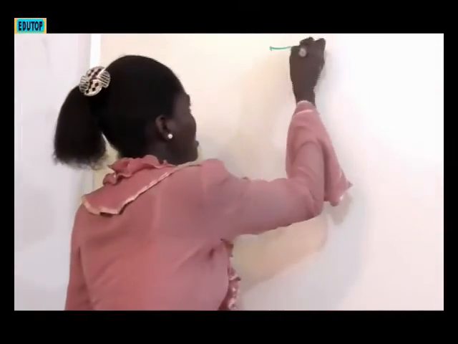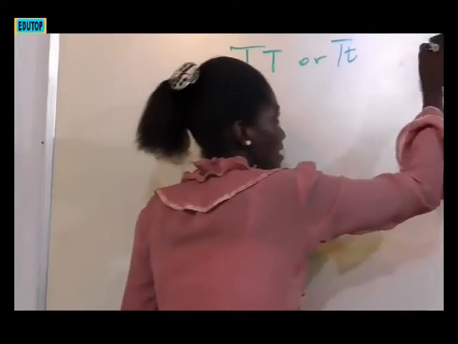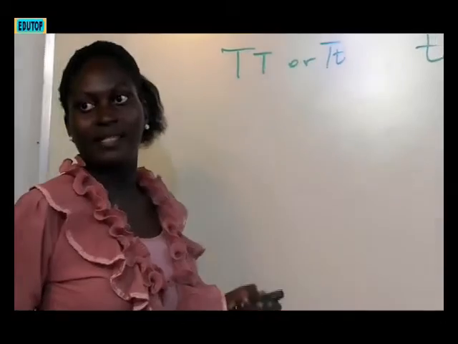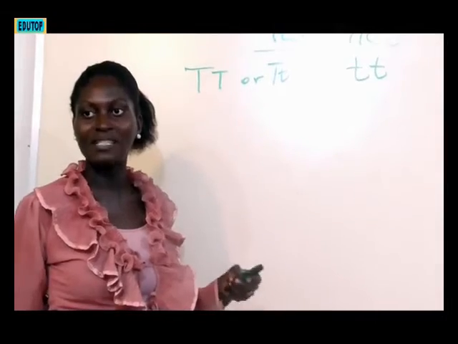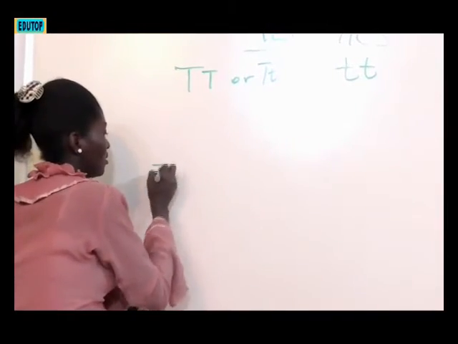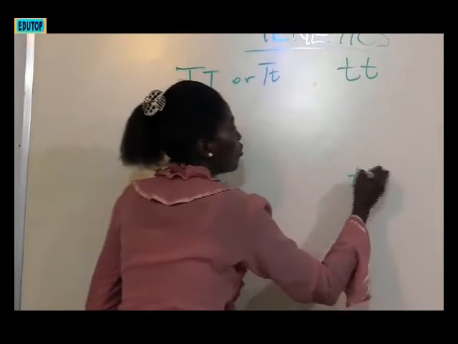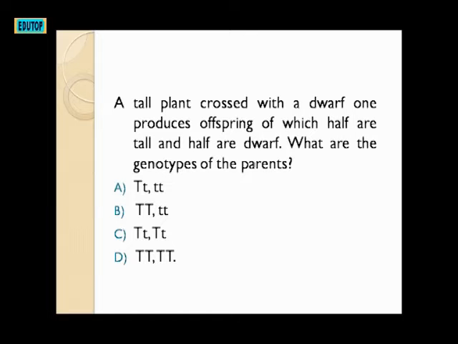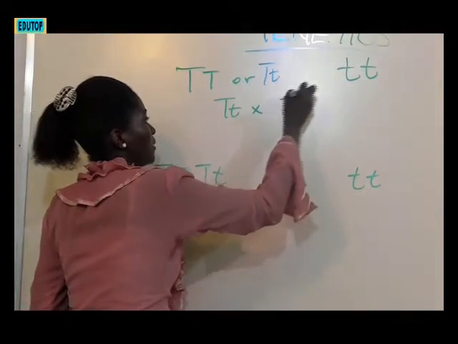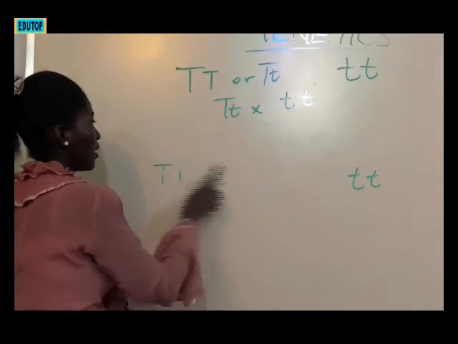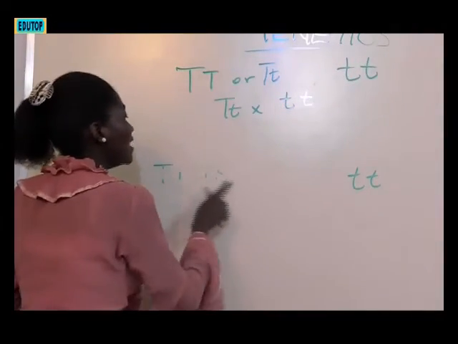A tall plant could be this, like I explained earlier, or could be this. So you don't know which one. Then a short plant is definitely this. Then they say it produces offspring that half of it are tall and half of it are dwarf. So the offspring, they say half is a combination of these two, then half is this. So which one now? The option A says TT and tt. So let's see. Our objective is to get 50% tall and 50% dwarf plant.